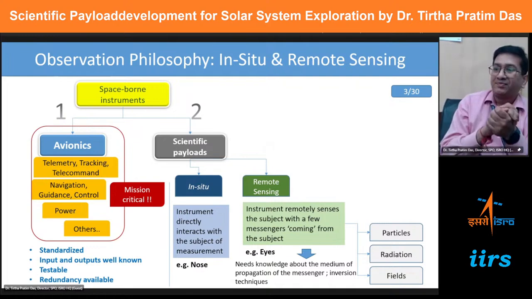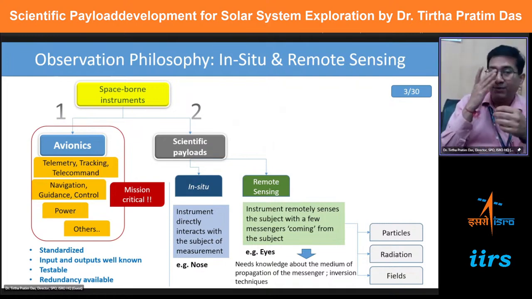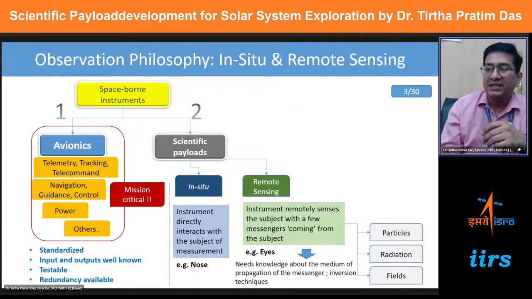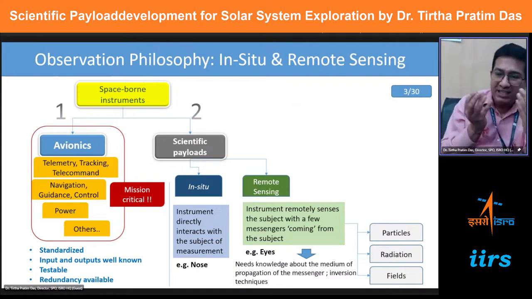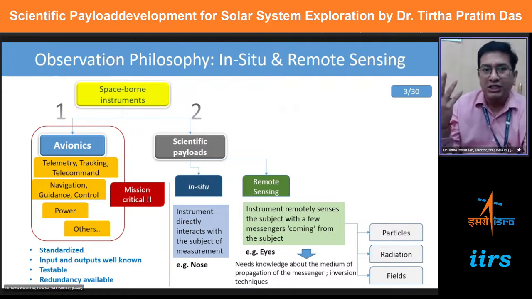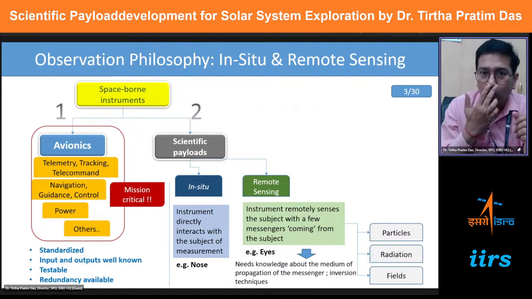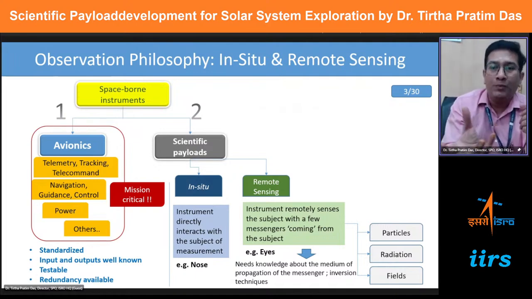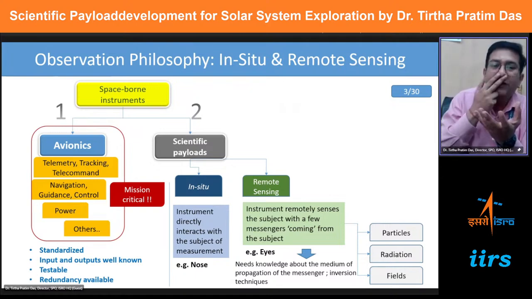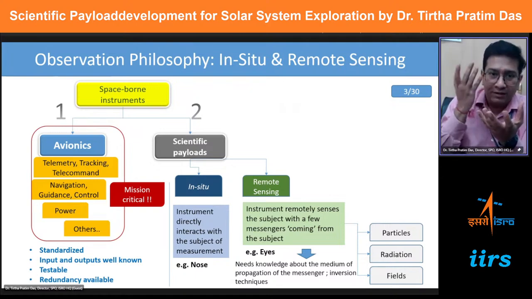So now, in the previous lecture, I also mentioned two kinds of observations which we do from space. One kind of observation is in situ observation. Another kind of observation is remote sensing observation. When I say in situ observation, I mean the instrument is directly interacting with the subject of measurement. From biology, you may come up with a very easy example, our nose. If I have to smell a mango, I will take the mango in such a way that the molecules coming out of the mango would directly interact with my nose, and then I would be able to get the smell of the mango.